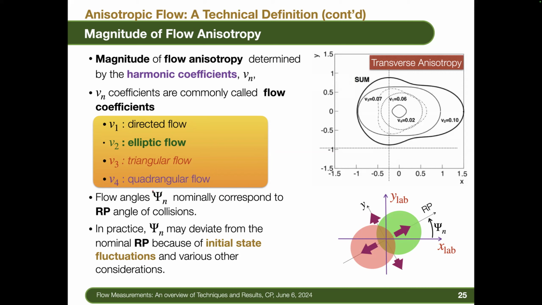Technically the angle psi sub n should correspond to the reaction plane. In practice, when you measure such things, they may differ from one another because of fluctuations and a number of other considerations. This on the right here illustrates what the system could look like spatially, so to speak, if you have a specific value of these coefficients.